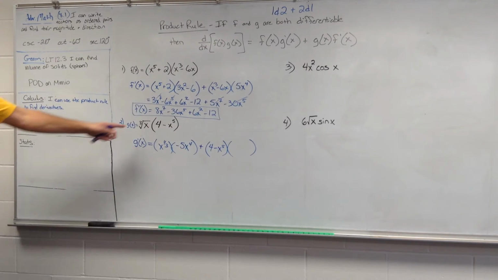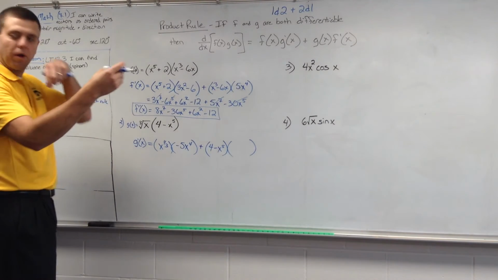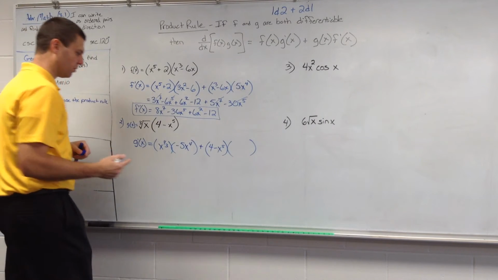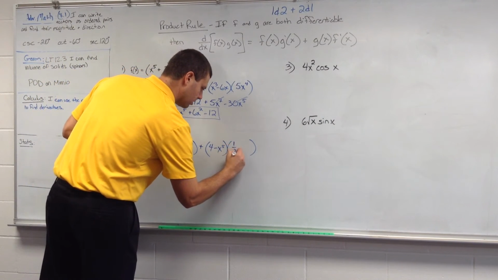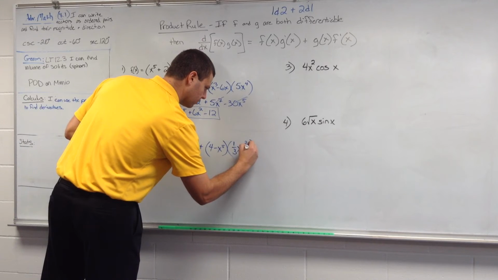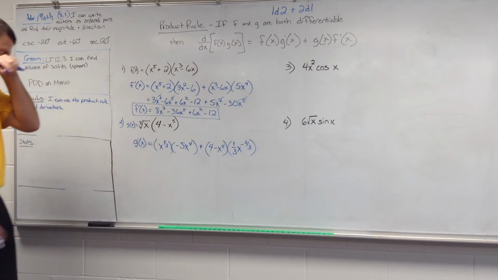What's the derivative of cube root x? 1/3 x to the negative 3. Careful, 1/3 x to the negative 2/3, because 1/3 subtract 1 would be negative 2/3. It's fine. So 1/3 x to the negative 2/3. That's all I can ask for.